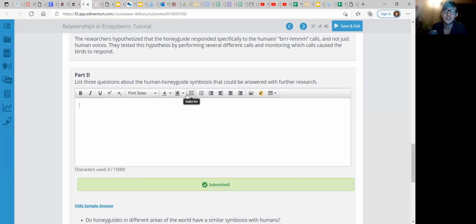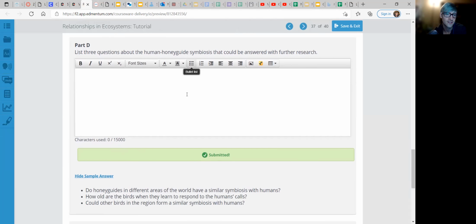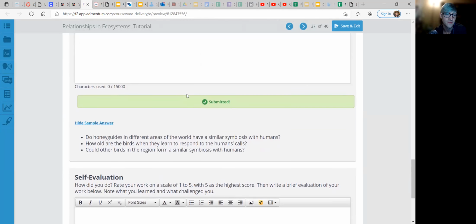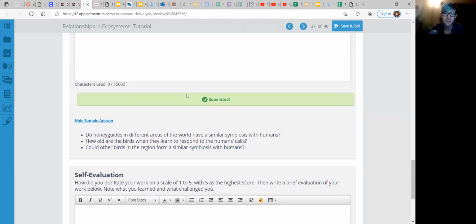Part D says list 3 questions about the human honey guide symbiosis that could be answered with further research. Do honey guides in different areas of the world have a similar symbiosis with humans? That's a good one. Is this a regional affair or is it common across the world? How old are the birds when they learn to respond to the humans' calls? Is this a case of young birds growing up around humans and finding that relationship to be beneficial? Is it more instinctual? Could other birds in the region form a similar symbiosis with humans? Can birds provide value to humans and benefit in some way like these honey guides? Those are some really good example questions.